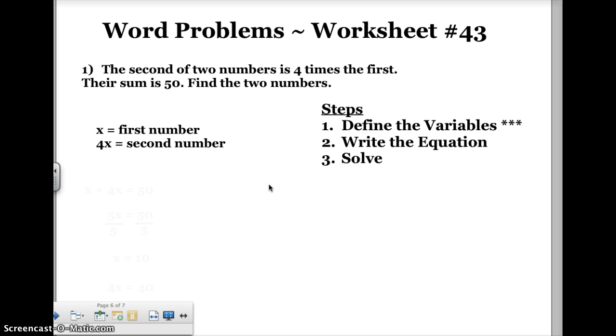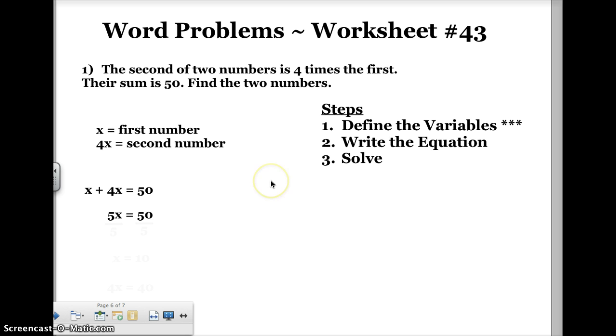I'm going to write an equation from the rest of the problem. So if I look at this carefully, I'm going to say that 4x plus x is equal to 50 because the sum of the first number and the second number is equal to 50. Now I can combine my like terms. If I have x plus 4x is equal to 50, that's just going to mean that 5x is equal to 50.